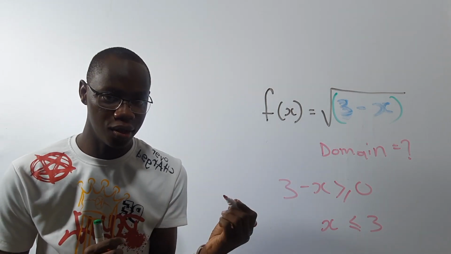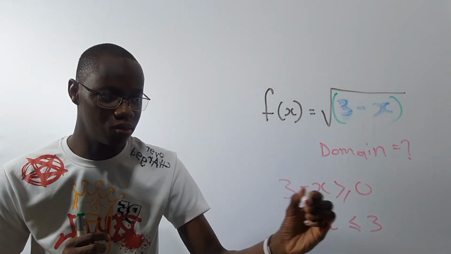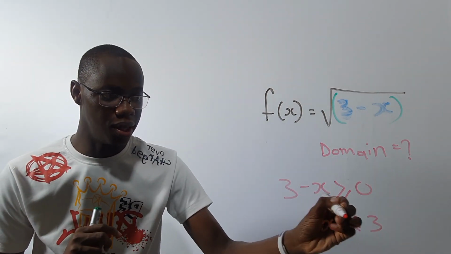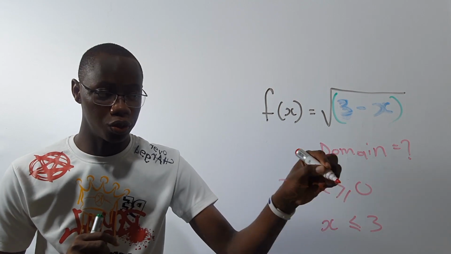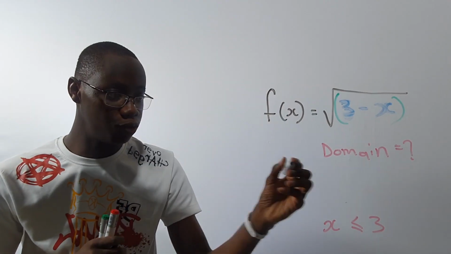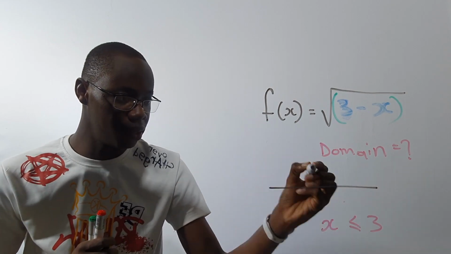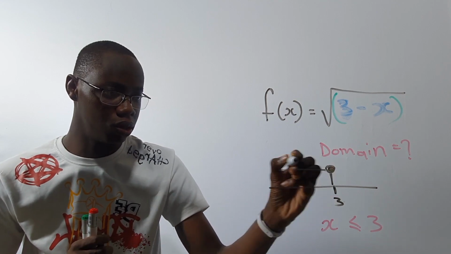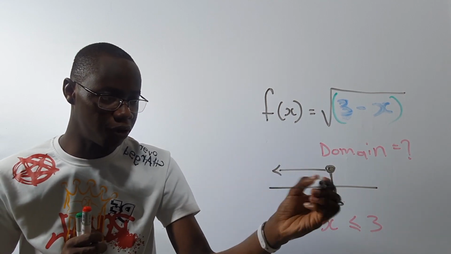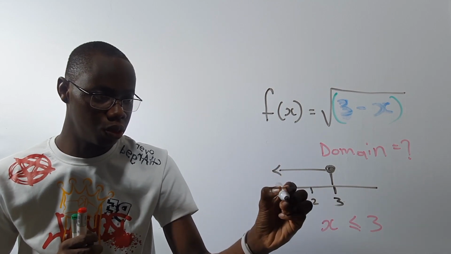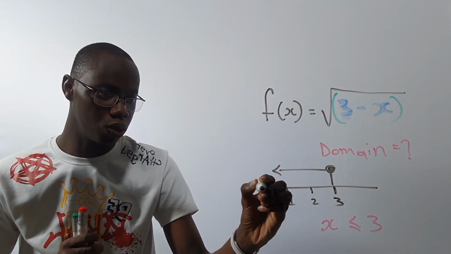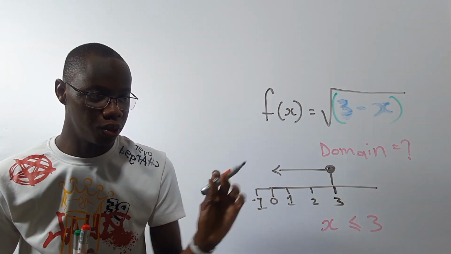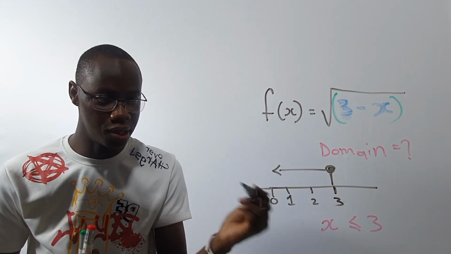That is your domain. Let's represent this on a number line, because I'm not sure it really makes sense to you yet. X is less than or equal to 3. On the number line, we have 3, then 2, 1, 0, minus 1, and so on to infinity. It doesn't stop. This is how the domain should look.